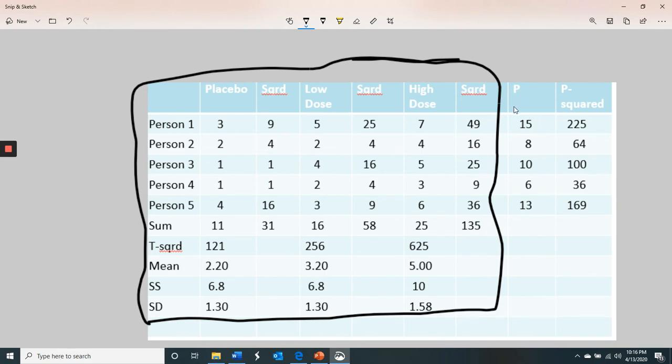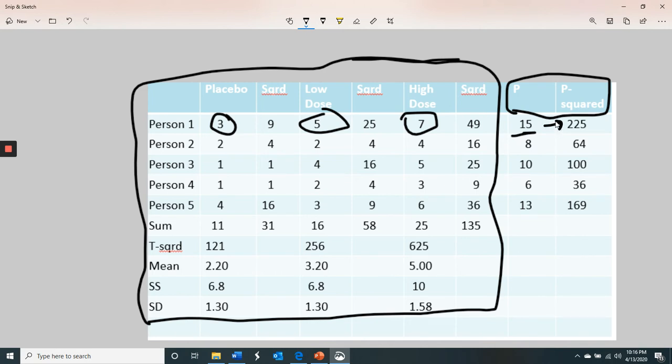The only thing that's new is this stuff. What's new is finding P and P squared. Remember, P is what we get by adding for the person. So for person 1, we're adding placebo plus low dose plus high dose. That equals 15. 15 times 15, P squared, is 225. We can look at person number 3: placebo, low dose, high dose. Add those together, it's 10. 10 times 10 is 100. So the only thing that we're doing new here is P and P squared.